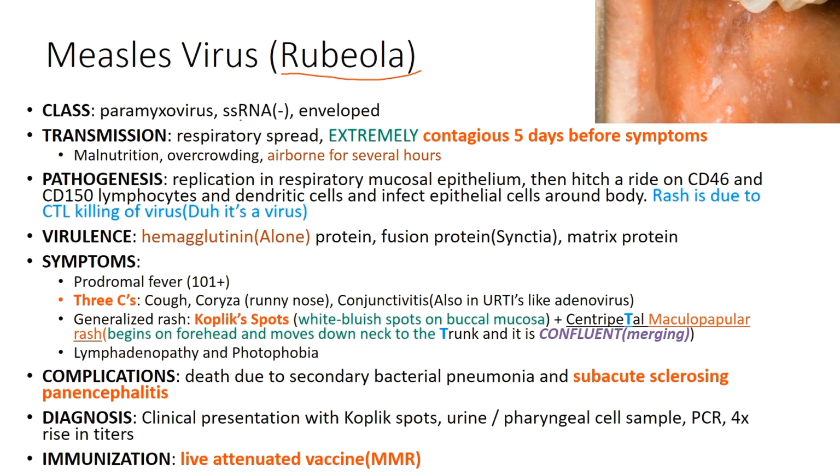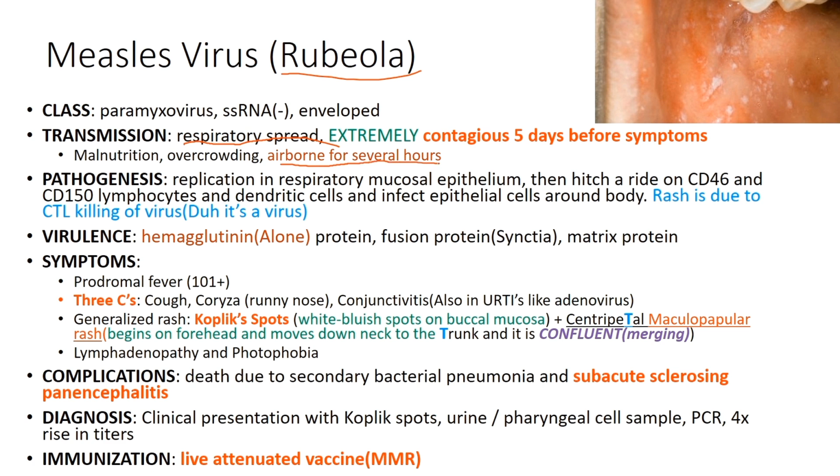This is a paramyxovirus, which means it is a single-stranded RNA negative virus, or group 5. It's enveloped. It's spread via respiratory droplets. The droplets are actually so small that they can stay airborne for several hours.